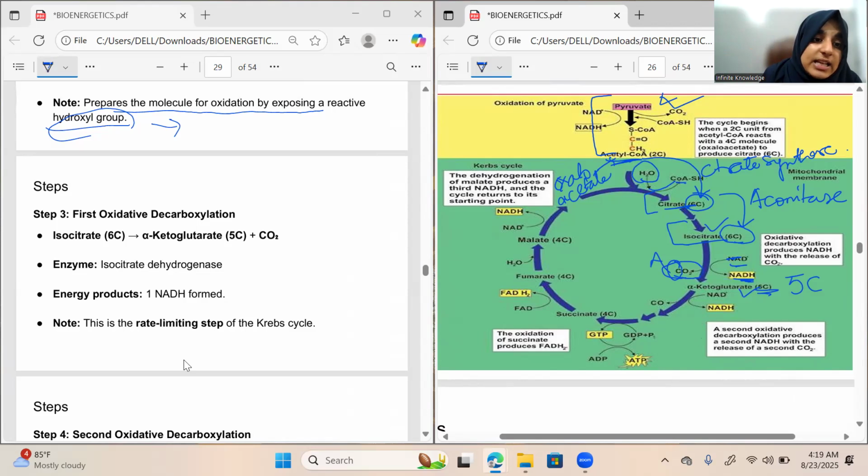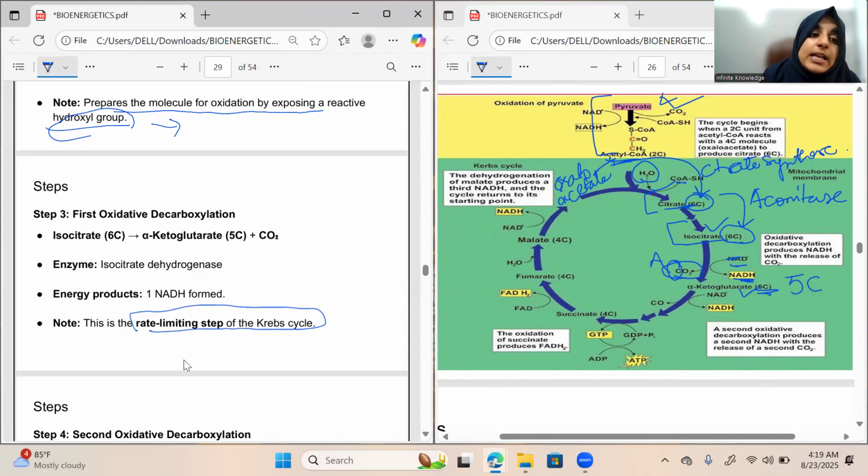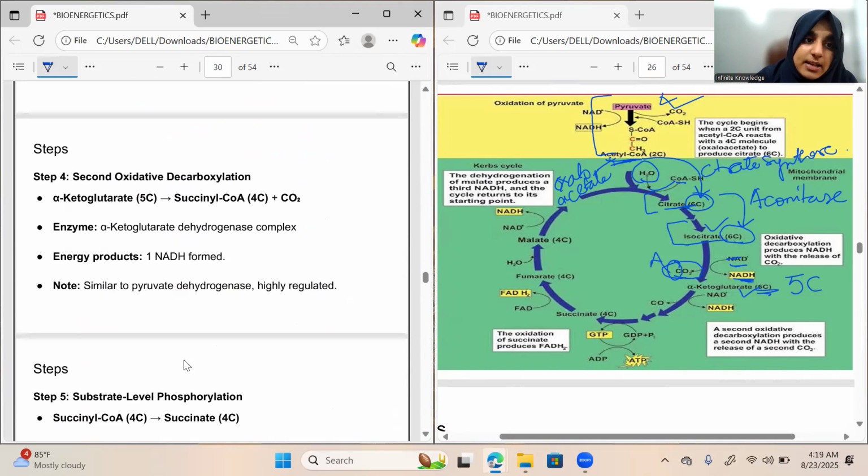This is basically the rate limiting step of the Krebs cycle. Highly, highly important for your MCQs. Right? That where does first oxidative decarboxylation occur? What is the substrate for that? You're gonna say that it is isocitrate. What is the product for that? It is alpha ketoglutarate, which is a 5 carbon compound, right? And isocitrate was a 6 carbon compound. Okay, and then what happens over here? One molecule of NADH is being produced, and this is the rate limiting step of the Krebs cycle. The step number 4 is second oxidative decarboxylation.